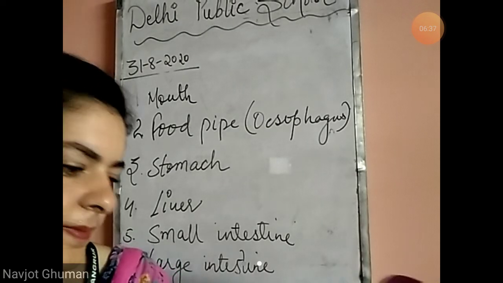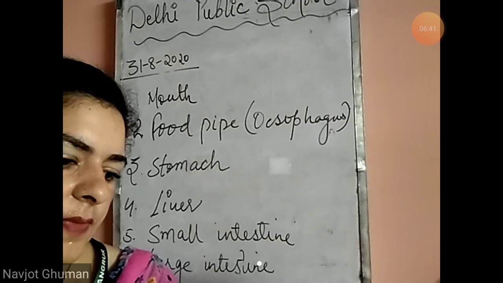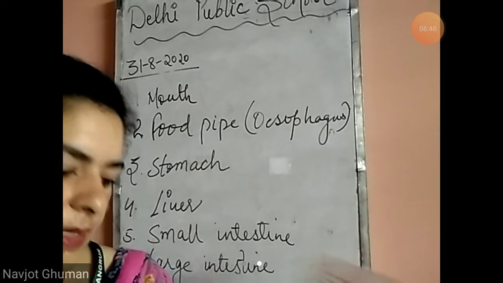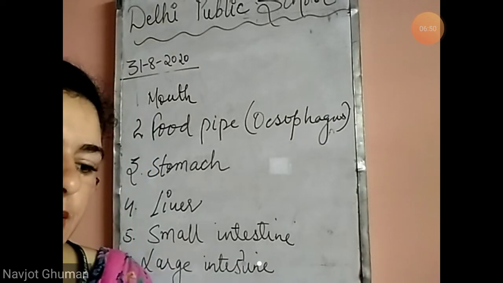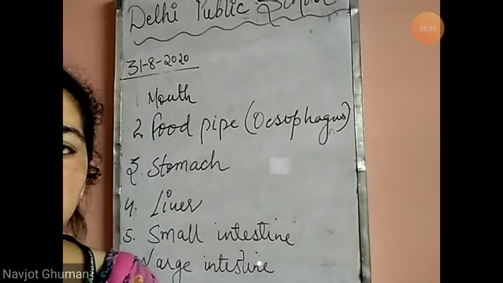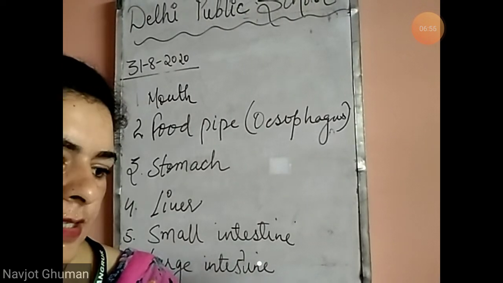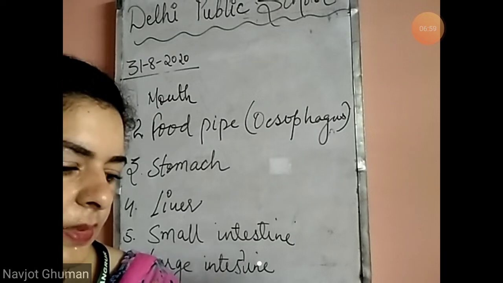Next is, what are microbes? Give any 3 uses of microbes. So this answer is present on page number 26. What are microbes? Micro means small. Microbes are very small living things that cannot be seen with the eyes. And what are their uses?